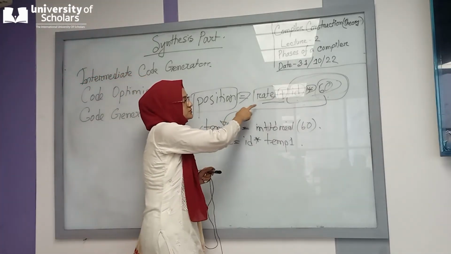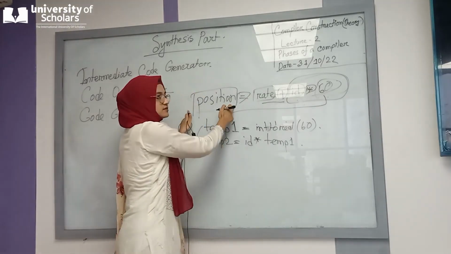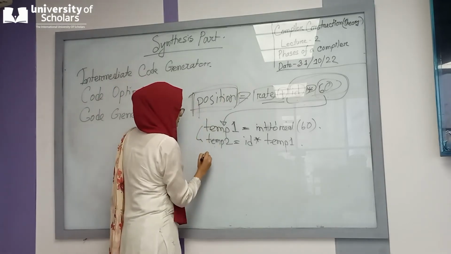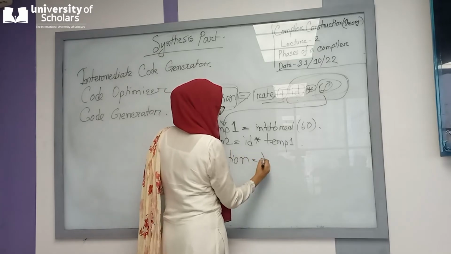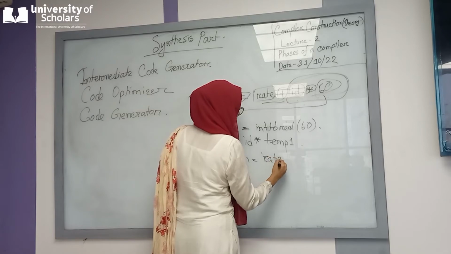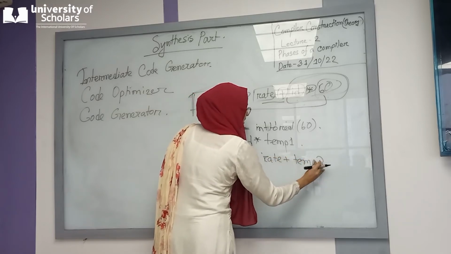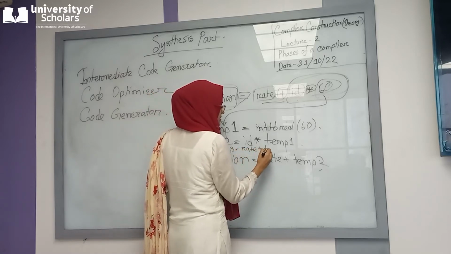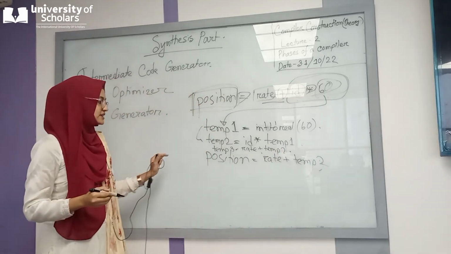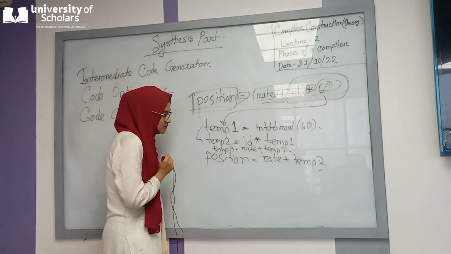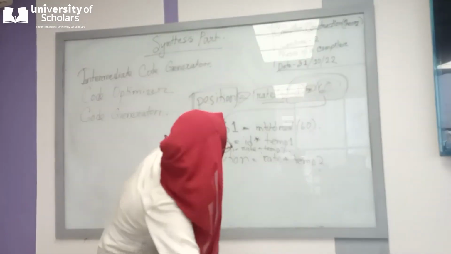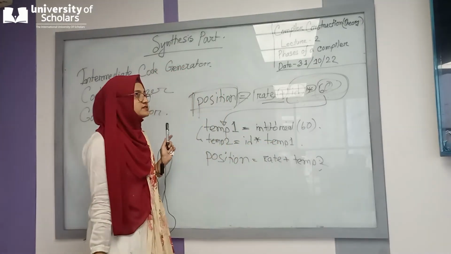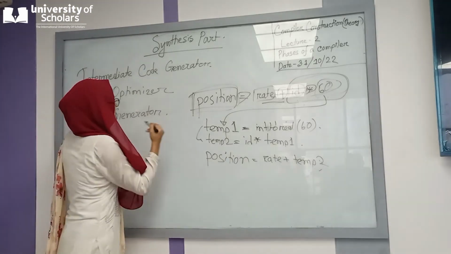Right here, we don't need to use another variable, because look, it's position. It's a single one. We don't need to store anything extra. We can directly store here, position equals to rate plus temp 2. If you want, you can use another variable like temp 3 equals to rate plus temp 2, but it will increase the complexity, right? Yeah, an extra single line. That's why we are going to skip that part. We directly write position equals rate plus temp 2. It's easier, right? This is the intermediate code generator.